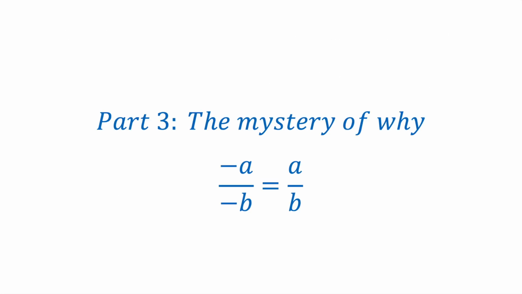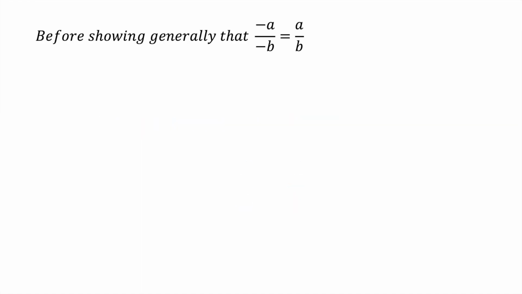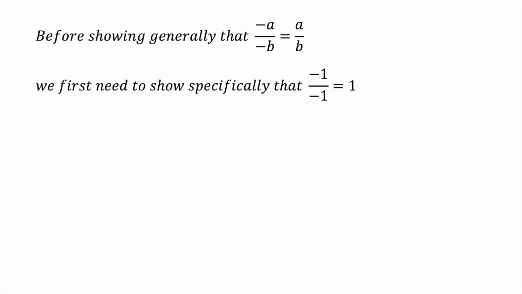Part 3. The mystery of why negative A divided by negative B equals A divided by B. Before showing generally that negative A divided by negative B equals A divided by B, we first need to show specifically that negative 1 divided by negative 1 equals 1. First, we begin with the simple fact that negative 1 equals negative 1. Now, multiplying the right-hand side by 1 won't alter the equation because multiplying by 1 has no effect.